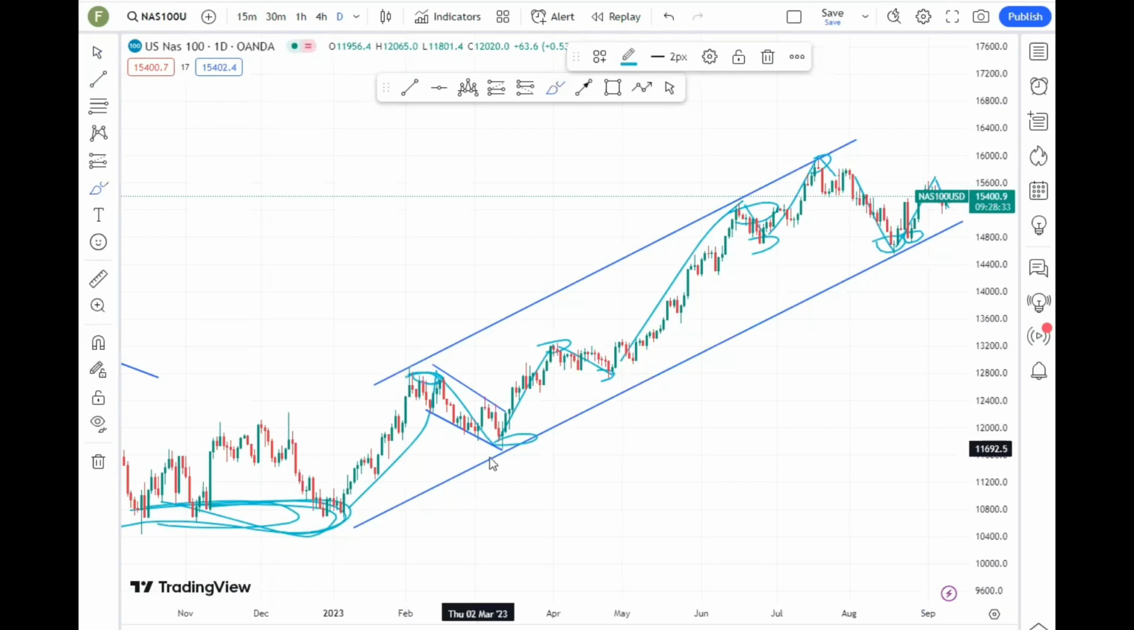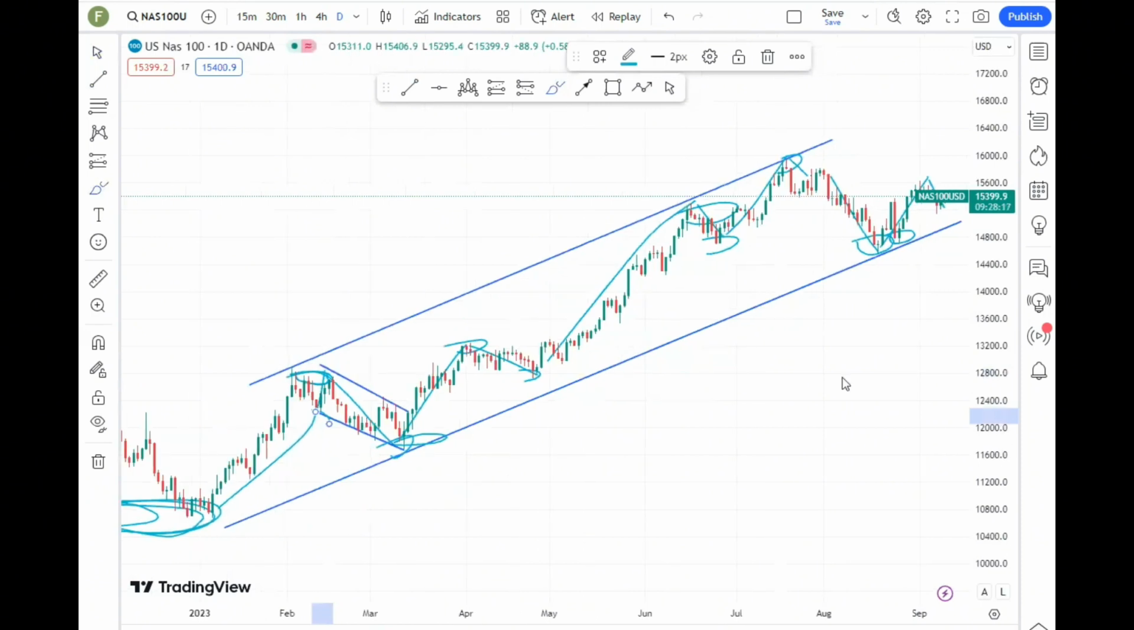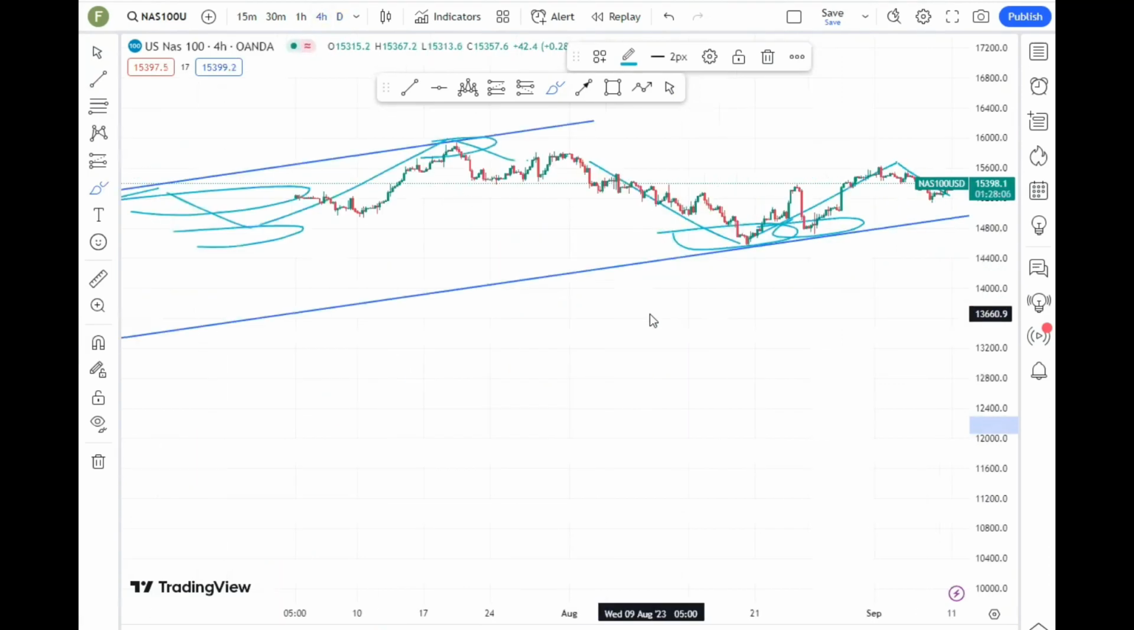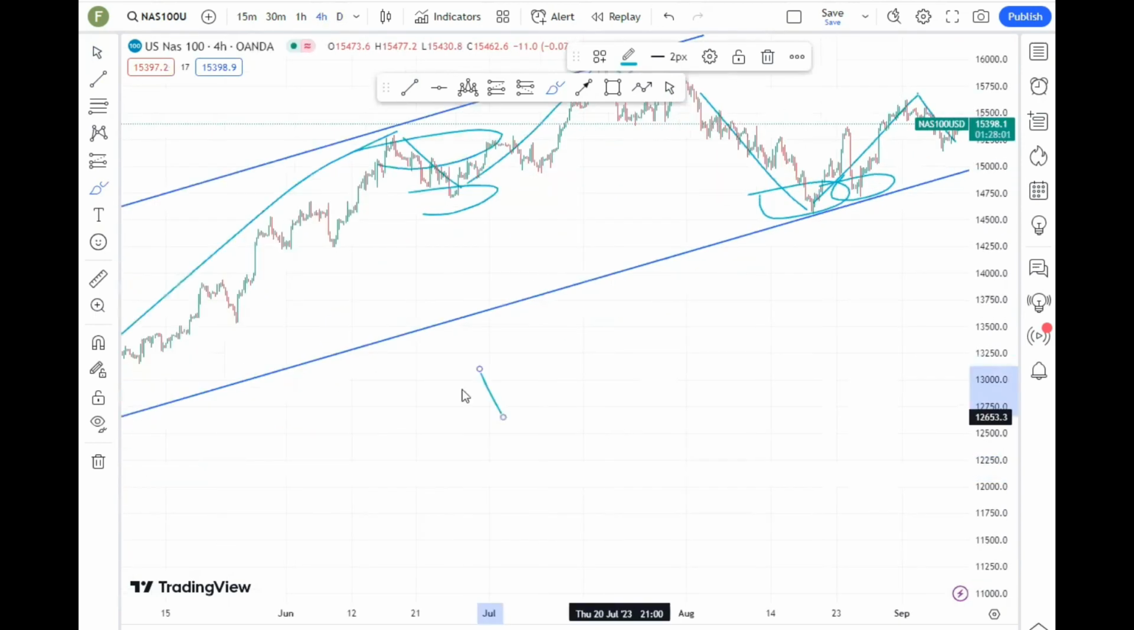So this here, the change of market structure, actually represents and shows us how the market is actually being more respectful to the overall uptrending structure. So as you can see here, let me jump into 4 hour and actually show you what I actually see here on this current market structure, or rather on NAS100.